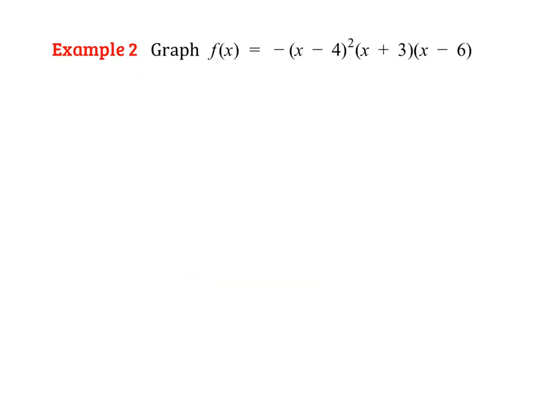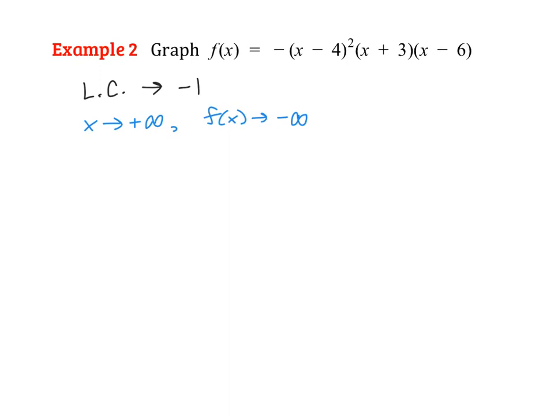Okay, let's try another one together. So we're going to go through the same process. Let's start by looking at the lead coefficient. I see that in this case, our lead coefficient is -1. So since that's negative, that means that as x approaches positive infinity, f of x is going to approach negative infinity. So moving to the right, my graph is going to go down.